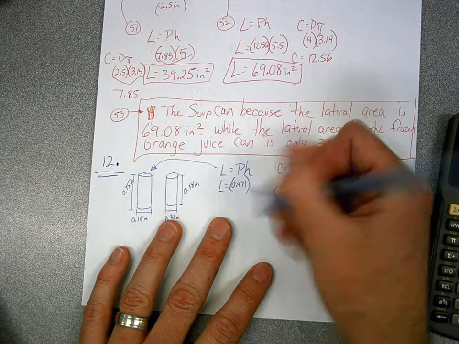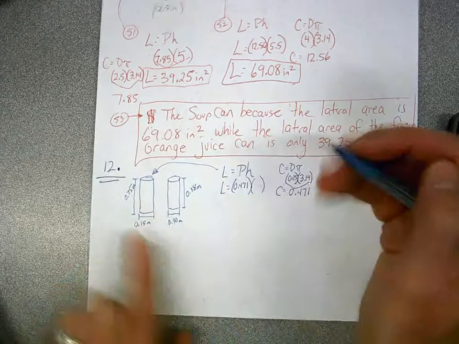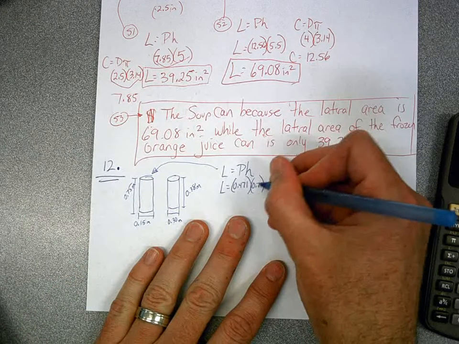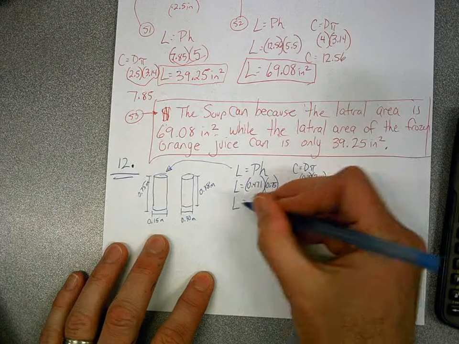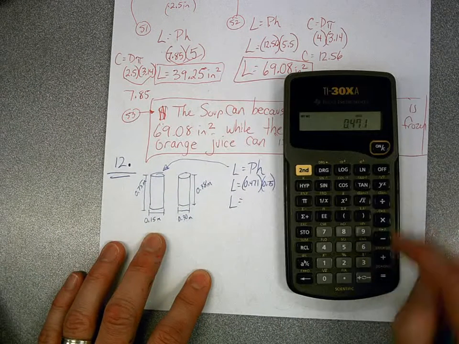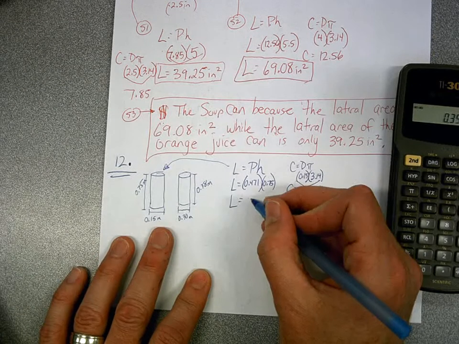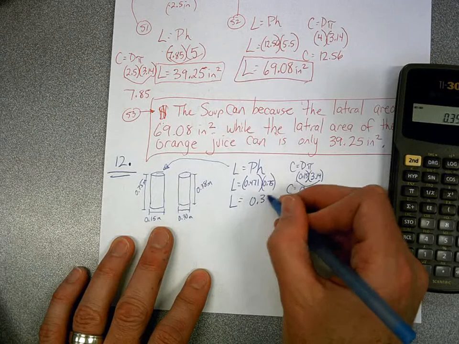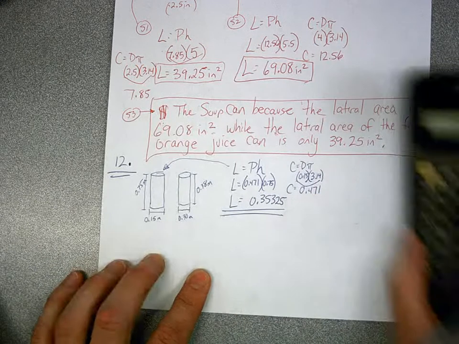The height of this pillar is 75 hundredths. So the lateral area is that times 0.75 equals, and I end up with 0.35325. So that's the lateral area of the first one there.